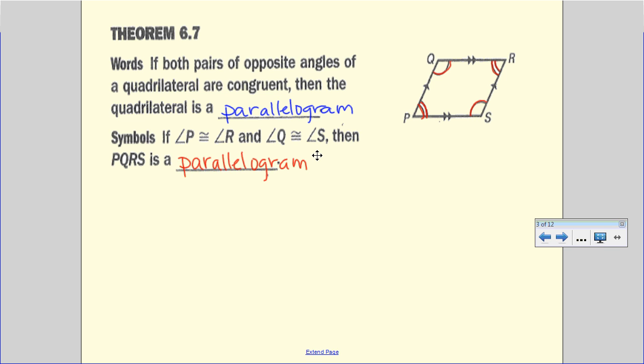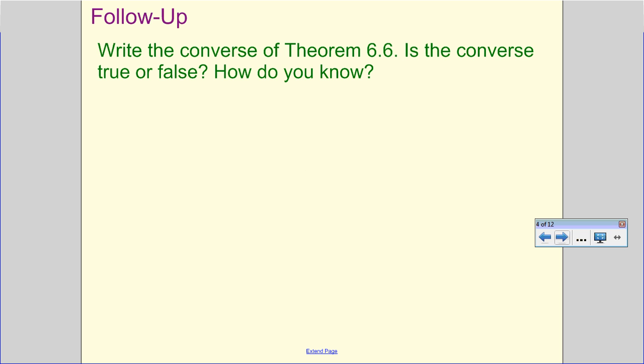All right. So the follow-up says, write the converse of theorem 6.6. Is the converse true or false? How do we know? So converses, we're going to be doing some review. We switch our hypothesis and our conclusion. Remember, we have an if-then statement. In the converse, we do the then, then the if.